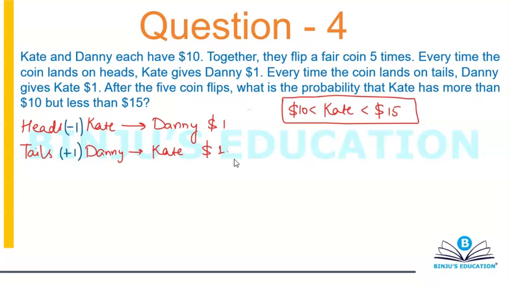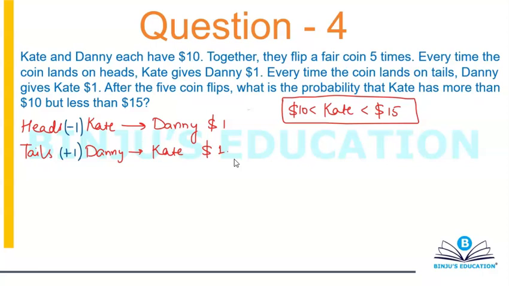If it had been 6 flips, then there would have been a possibility that Kate won 3 times and Danny also won 3 times. But since it's an odd number of flips, one of them will have more wins and one of them will have more losses. It can't be equal. We will not have a stalemate situation.